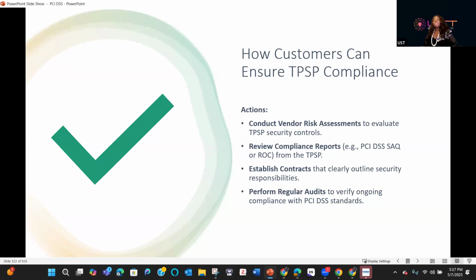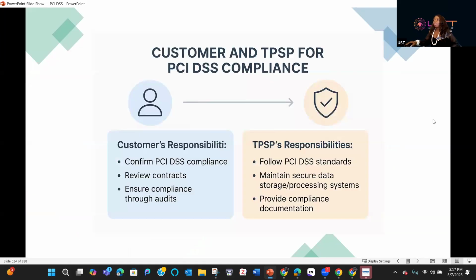And apart from that, in as much as they might also say compliance, you should perform regular audits. That's the one thing that, as I said, means we'll always have jobs, because time and again we need to perform audits to verify ongoing compliance with PCI DSS standards. So, customer tips for PCI DSS compliance. We have customer responsibility: confirm PCI DSS compliance, review contracts, ensure compliance through audits.